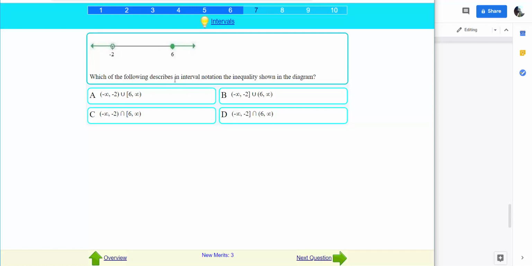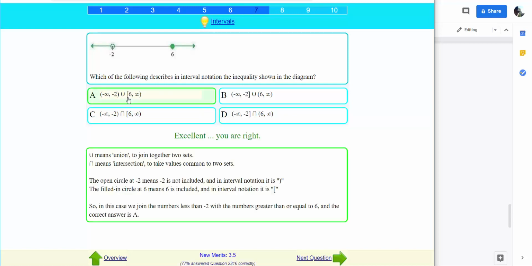Which of the following describes in interval notation the inequality shown in the diagram? So in this case, x is less than negative 2, union x is greater than 6. Yeah, so in this case it's infinity, so not including, so it's minus infinity union 6 to infinity. This could be, no, it's not an intersection, it's actually a union.